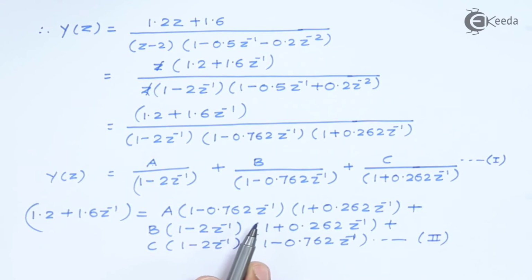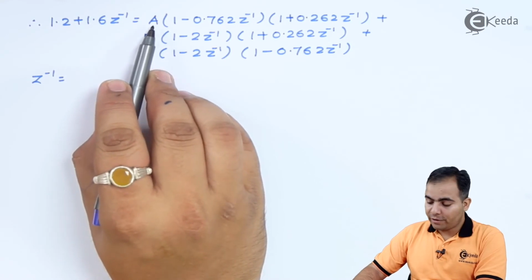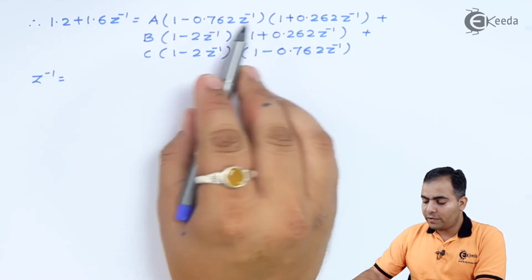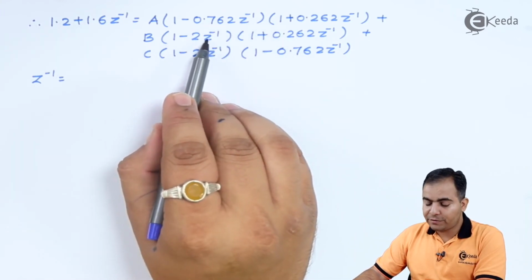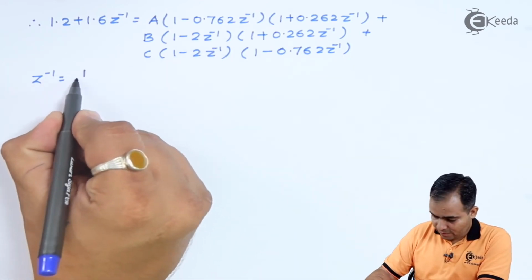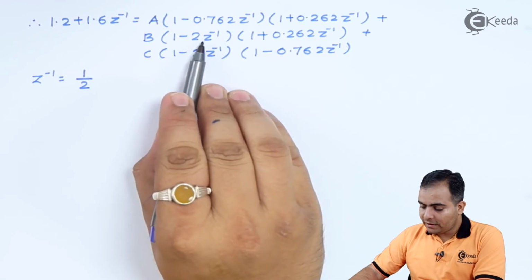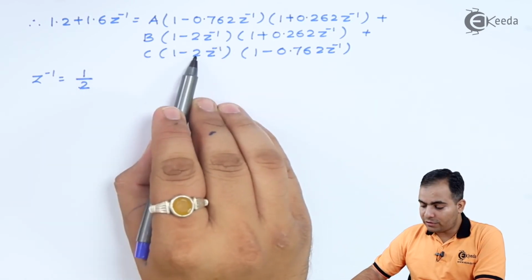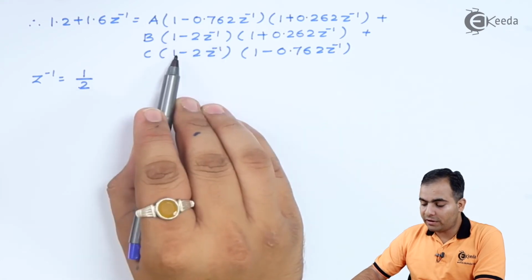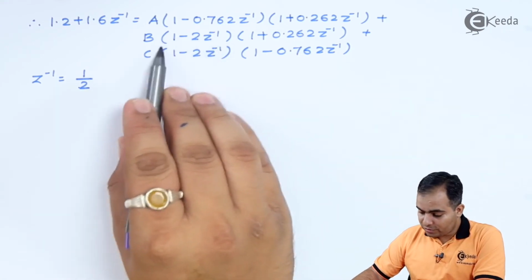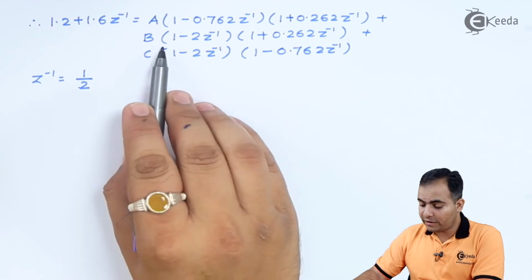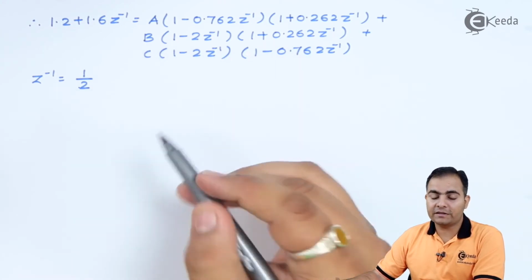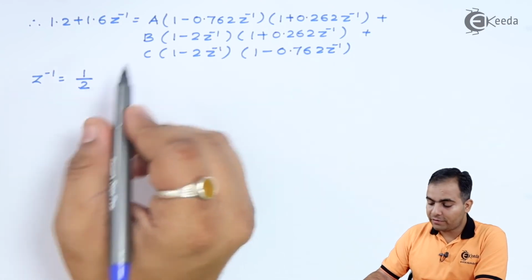Now I'll substitute z inverse values such that I get all the constants one by one. I want to calculate the value of A. So look at it, which term is missing over here? 1 minus 2z inverse. So if I substitute z inverse equal to half, then 2 and 2 will get cancelled. Over here also 2 and this 2 will get cancelled, so we get 1 minus 1, and here also 1 minus 1, and 1 minus 1 becomes 0. So 0 into anything is always 0. So the whole B product term and C product term is replaced by 0.